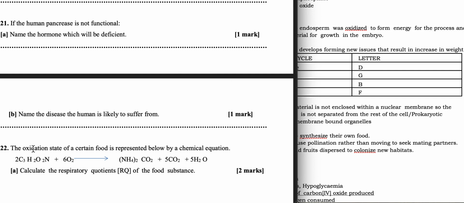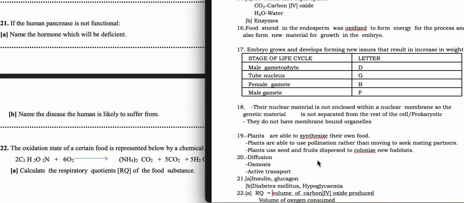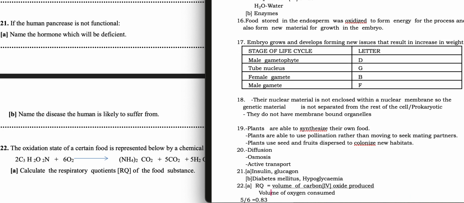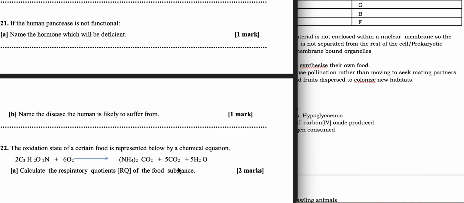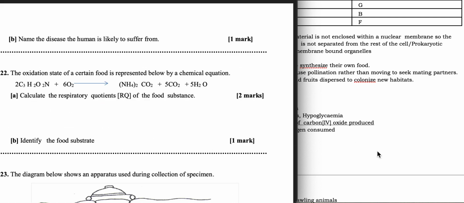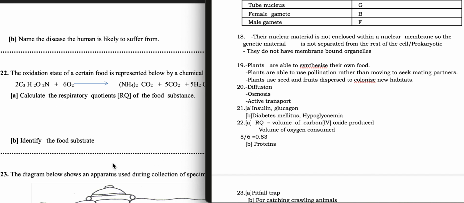Question 22. The oxidation of a certain food is represented below by a chemical equation. A. Calculate the respiratory quotient of the food substance. So the respiratory quotient is the volume of carbon dioxide produced divided by the volume of oxygen consumed. So 5 divided by 6, you get 0.83 as the answer. We go on to identify the food substrate, it's protein.